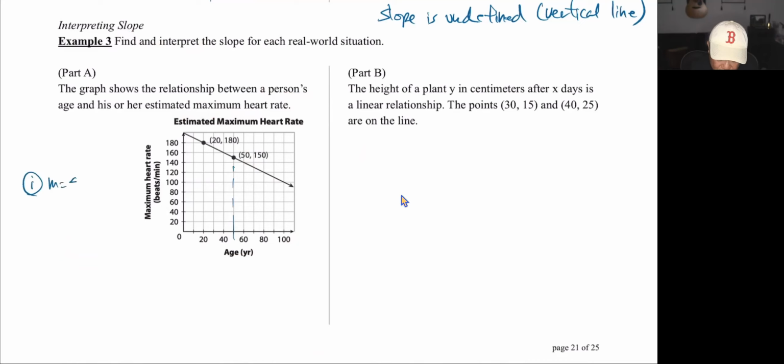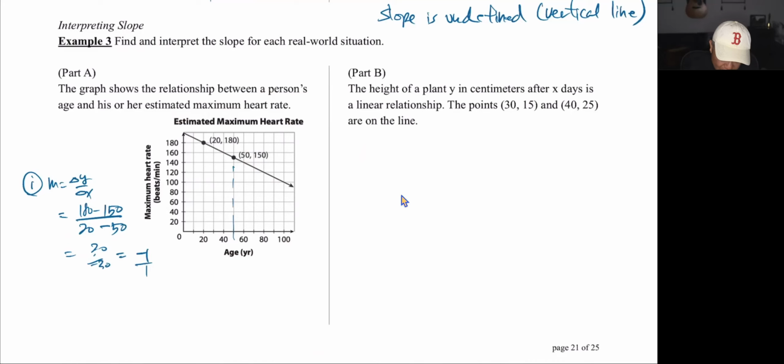Slope is change in y over change in x. The y values I'm changing are 180 goes to 150. Subtract: when you're 20 years old, you're 180, minus when you're 50, you're 150. So that's 30 divided by negative 30, which is negative 1. So what does that tell you? That's equal to basically negative 1 over 1, isn't it?